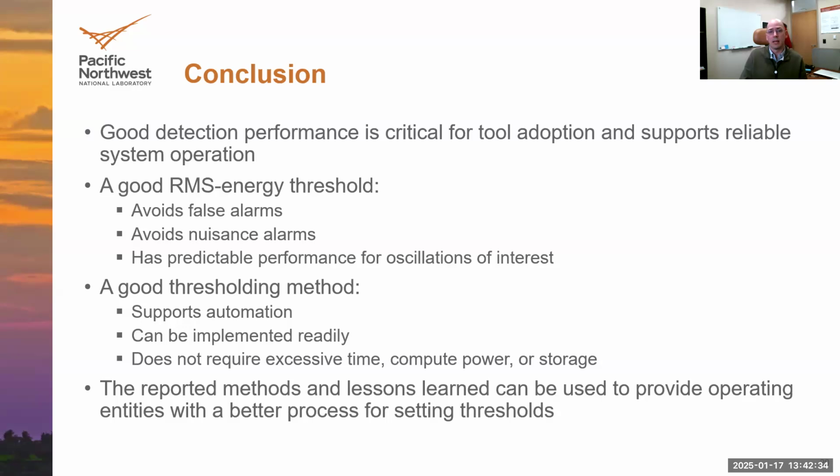A good thresholding method, then, is one that delivers that type of threshold, but also needs to support automation. It needs to be implemented readily, and it shouldn't require excessive time, compute power, or storage. I'm hopeful that this newest approach checks all those boxes. My hope is that this process, or a modification of it, can be used alongside the existing commercial tools or within them to provide these thresholds for utilities. And if not, I hope these methods and the lessons learned that I've shared today will be useful for the industry moving forward.